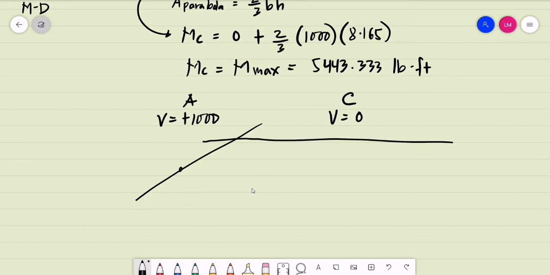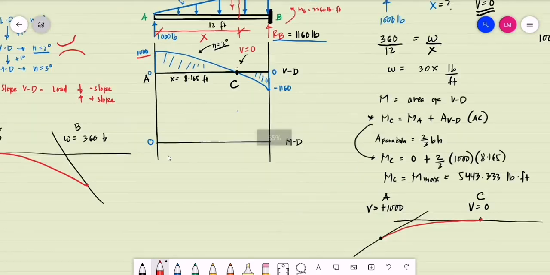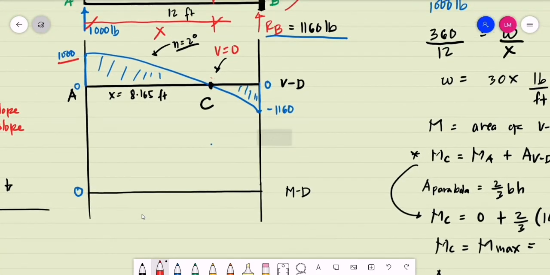So let's say our first point is point A and our second point is point C. We connect these 2 points with a curve. So it should be a curve that opens downward. Okay? A positive slope and a negative slope. Okay, so starting at A, that is a zero moment, to point C, it should be a curve that opens downward. Alright, so this is our maximum moment, I think.